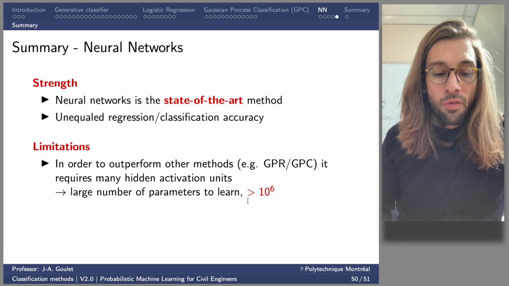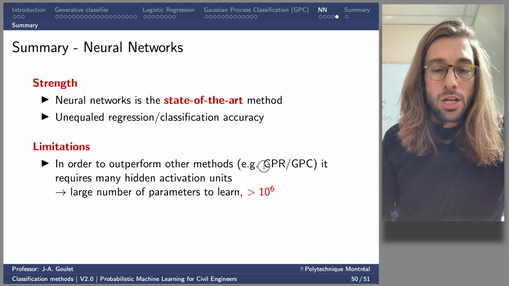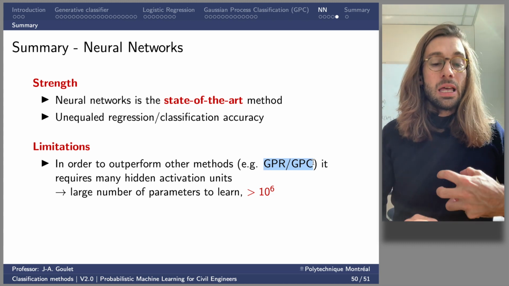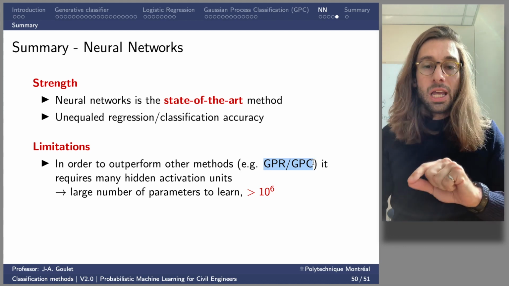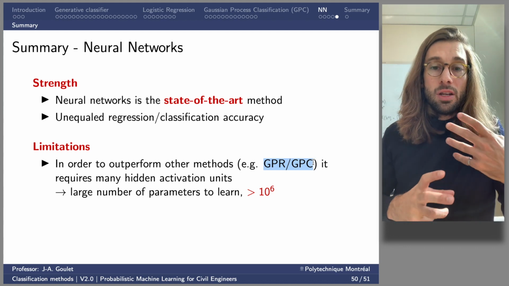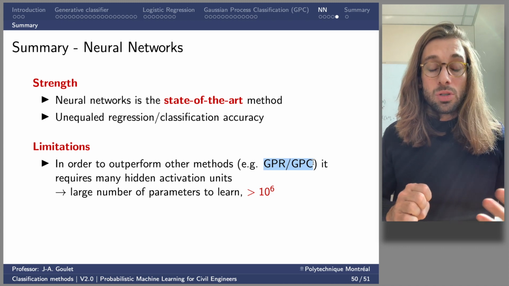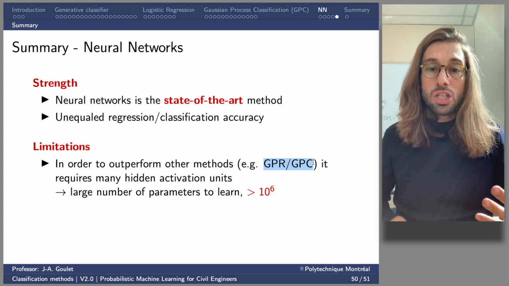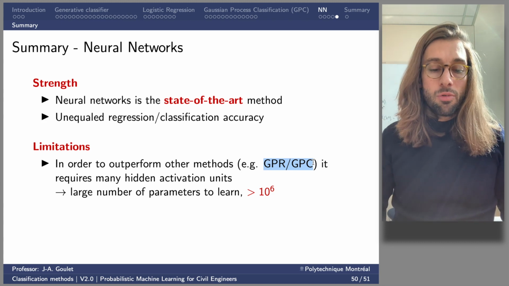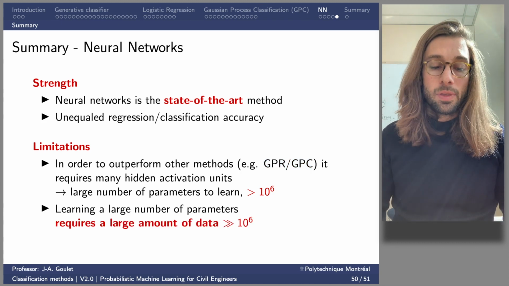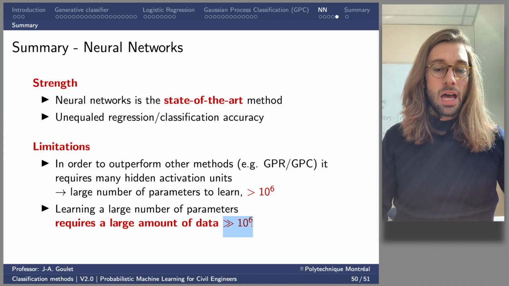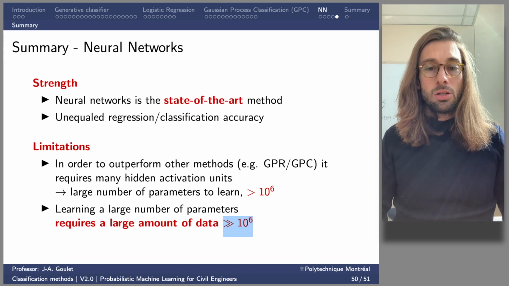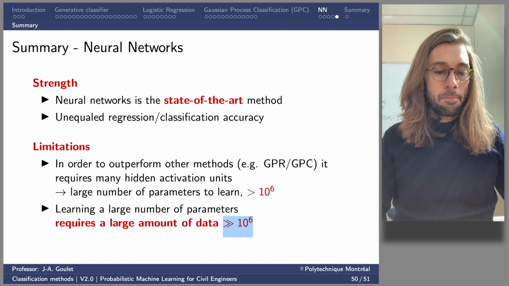Why? Because in order to perform the Gaussian process regression or Gaussian process classification, you need many activation units. Okay, you need many hidden units in your hidden layers. And when you have a large number of hidden units, you're gonna have a large number of parameters, sometimes millions, if not hundreds of millions of parameters. Learning millions of parameters means you need a lot of data. Okay, so in this case, it's going to perform extremely well when you have a large amount of data. Whereas Gaussian process regression or classification tends to work a little bit better in the moderate data regime.